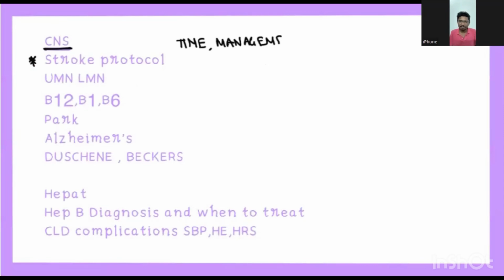In CNS, they have repeatedly asked. First, you should know the stroke protocol, the time of onset of stroke, like since how many hours, and all the management options available. And when to thrombolyse, the indications, you should be remembering. Next is UMN versus LMN. You should have a brief idea of how to diagnose a UMN lesion or an LMN lesion.